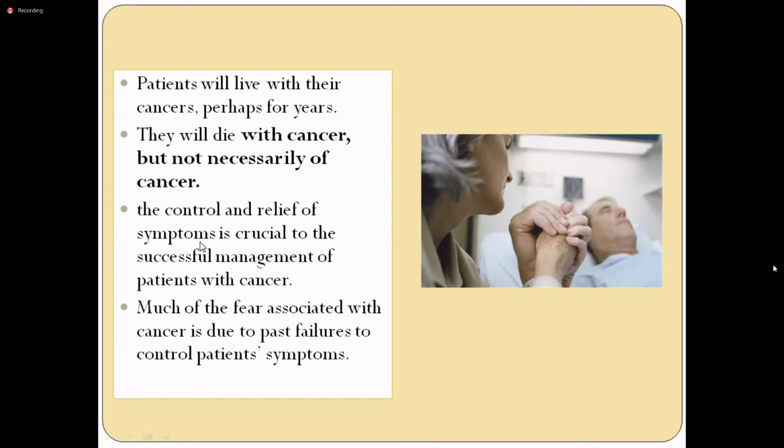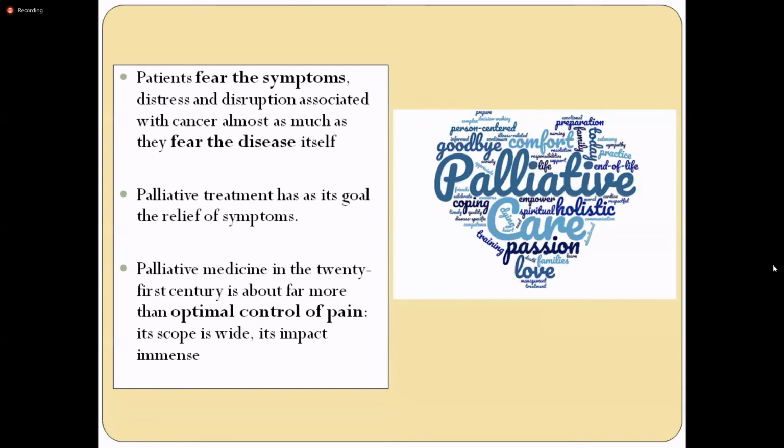Control and relief of the symptoms is crucial to the successful management of the patient. So they should be symptom free. So that is our main aim when we cannot cure the patient. Much of the fear associated with the cancer is due to the past failure to control the patient's symptoms. So why there was that much fear is because of the symptoms. So patients fear the symptoms, distress and disruption.